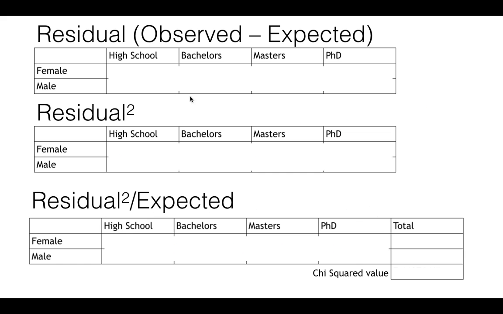So here we go, you should end up with 3 tables like this. This last one here being the component. And then you add all of those values together at the end to give you your chi-squared value, just like you did before. So pause the video here, draw out your tables and see if you can fill in those boxes.